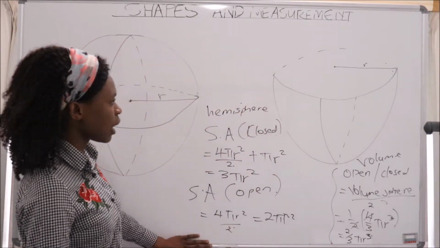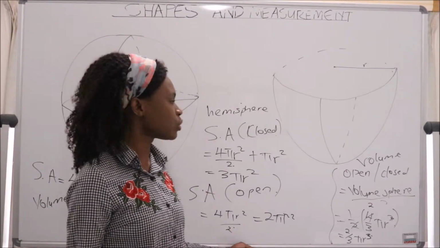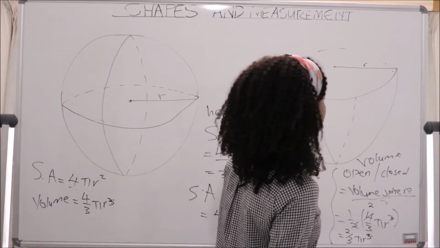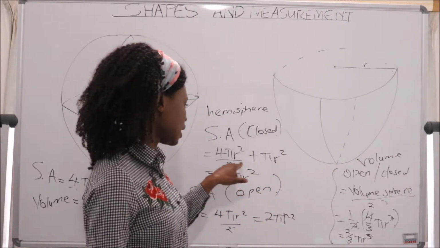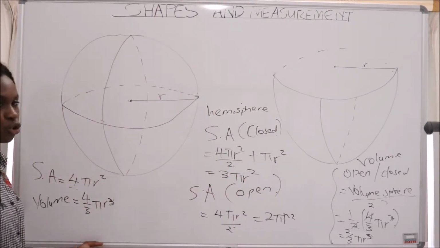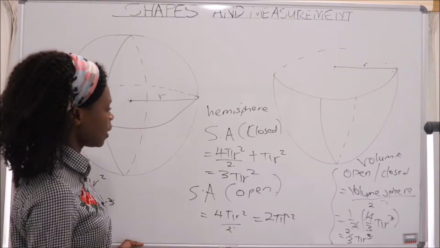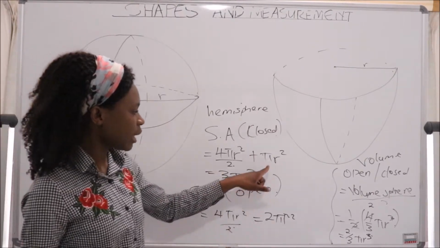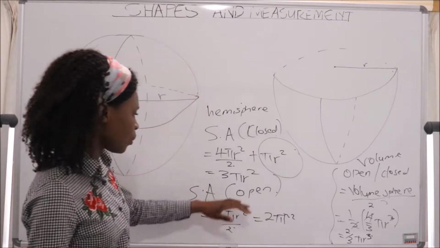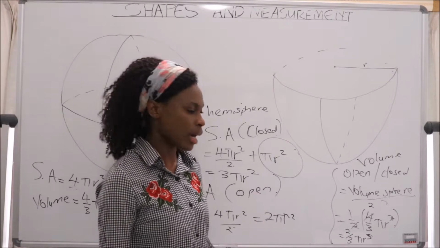And then when it comes to a hemisphere, we have 2 types, in which it can be open or it can be closed. When it's closed, we also have to include the area of a circle that closes it. That means that after dividing the sphere by 2 to show that a hemisphere is half the sphere, we now have to add the area of a circle which closes it. That's why we end up having a closed hemisphere surface area of 3 pi r squared.